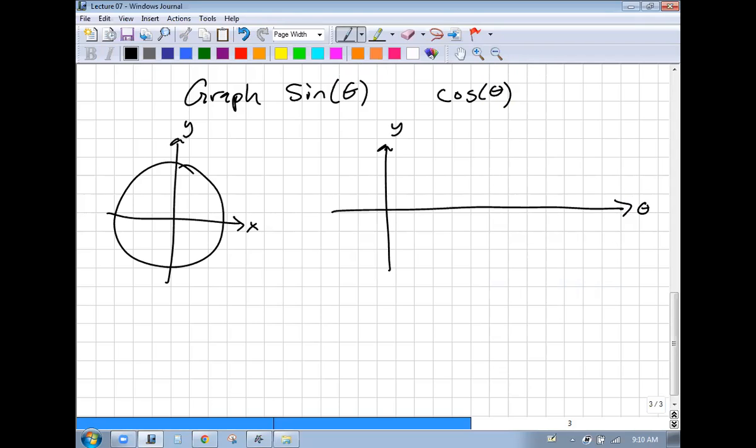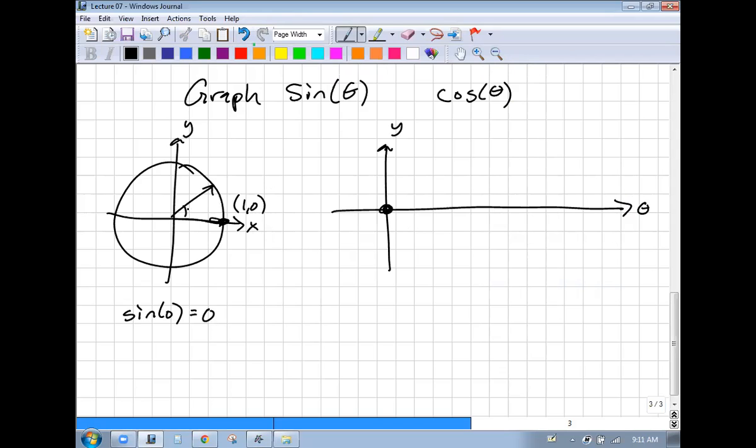All right, so if we're going to graph this, let's look at some points. If I plug 0 into sine, right, we use this guy. Let's see, this is (1, 0). Sine of 0 is 0. So that's the point on the graph of sine.